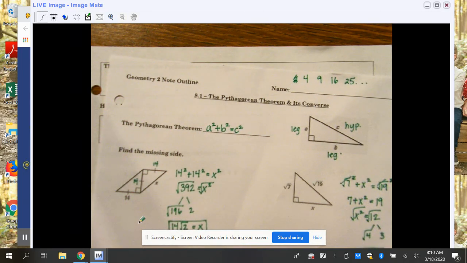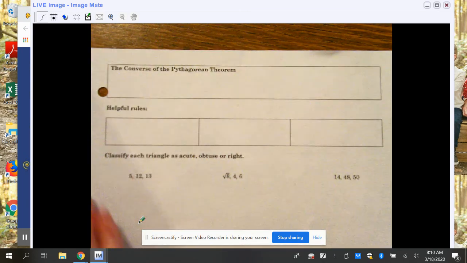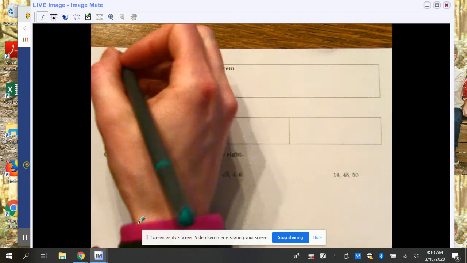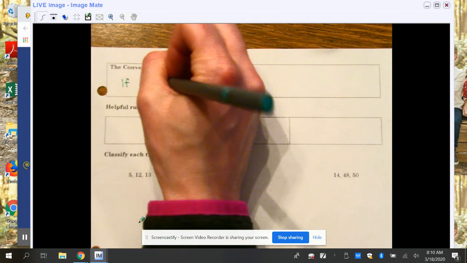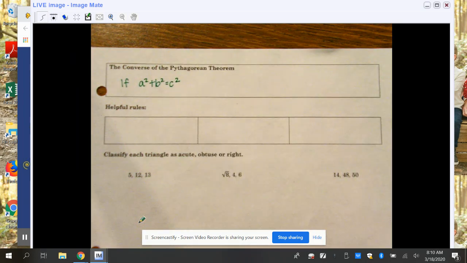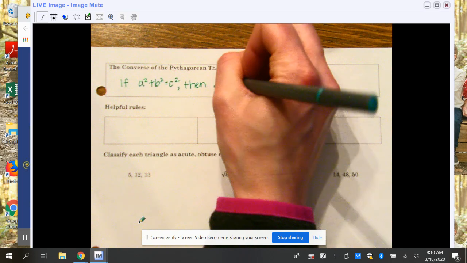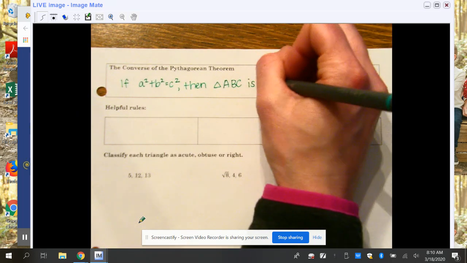So remember from last trimester, the converse means that we flip our theorem. So instead of saying if a triangle is a right triangle, then a squared plus b squared equals c squared, the converse is if a squared plus b squared equals c squared, then triangle ABC, or any triangle, is a right triangle.